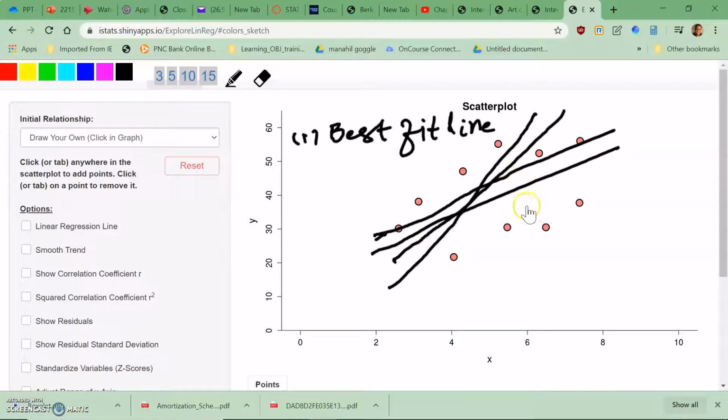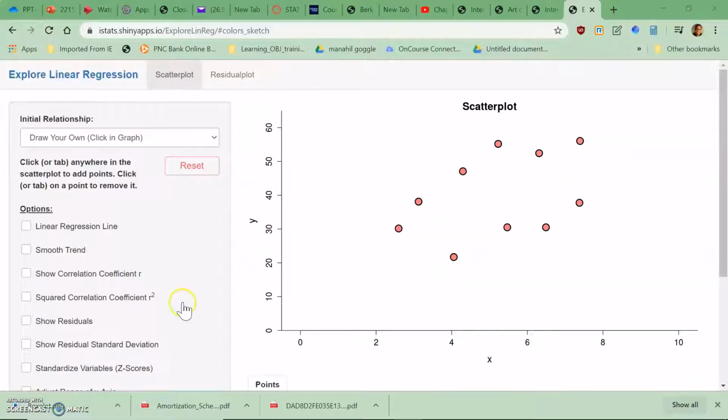And in order to decide that, we are going to show you the concept of residual. Let's see the concept of residual. Now I'm going to show you which of these lines is the best fit line, and let me draw a line which is called a linear regression line. I will talk about that later. What is the line? But I'm showing you a line.